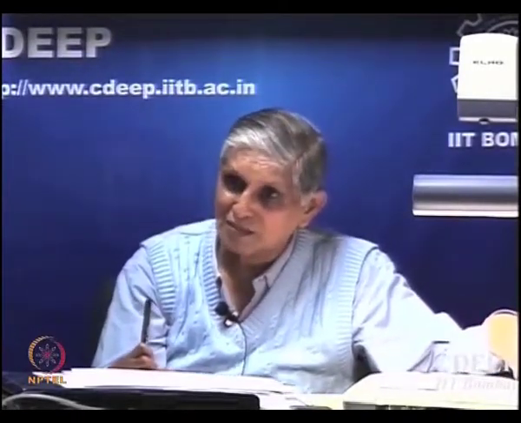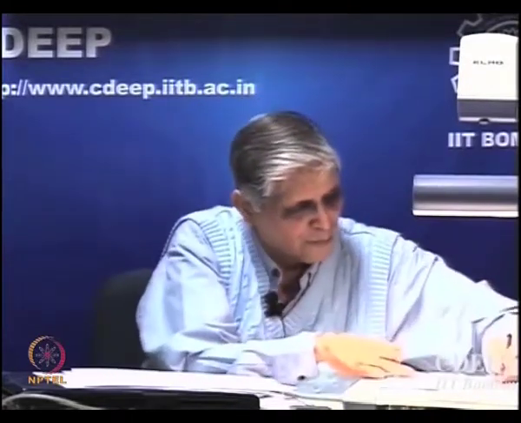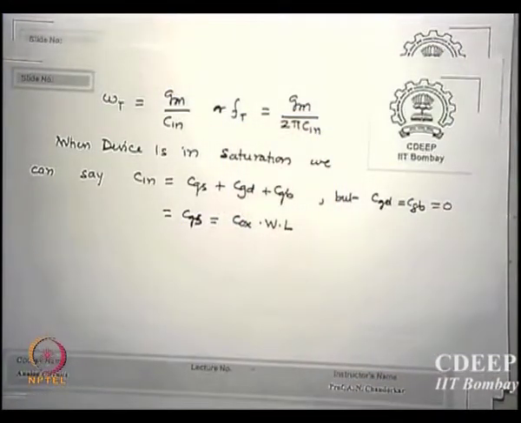Now all three may not exist simultaneously. Is that point clear? But in general all three can be added, and whichever dominates in the zone of operation, use that. In our case I already said CGB and CGD can be neglected as far as Cn is concerned, and you write Cn is just CGS, sorry if I made a mistake, CGS which is Cox into W by L. Is that okay?